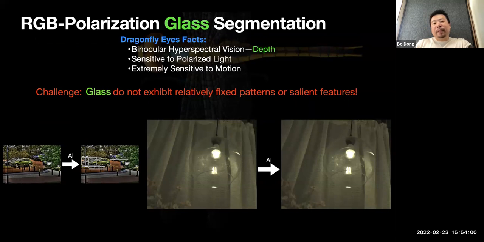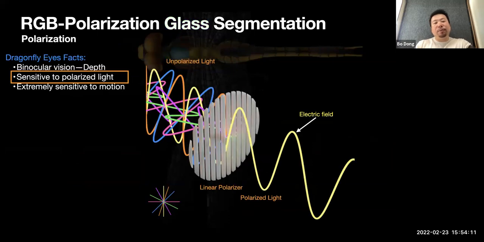Right? So this part is closely related to the second effect of the dragon eyes, which is polarization light. Right? So what can polarization light do for us? Before I go to the project, let's first go through what polarization light is. I will introduce linear polarization light. I will not introduce circular polarization light because linear polarization light is more intuitive to understand.